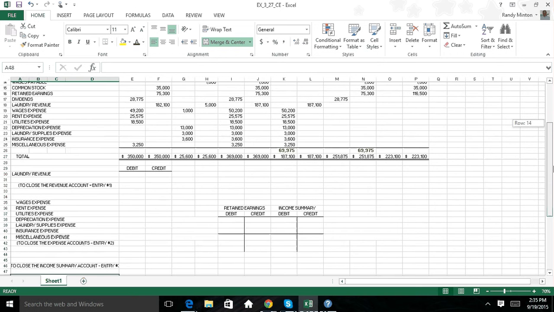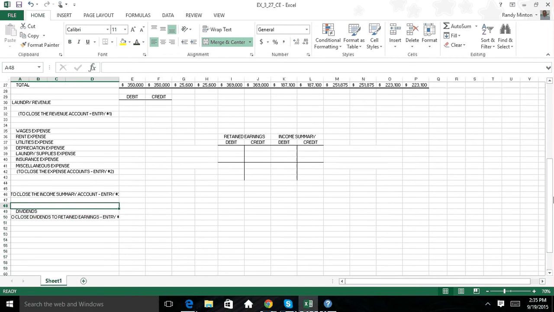And now what I want to do is go through and actually close out the accounting records and make all of the entries to eliminate the temporary or nominal accounts in the process.